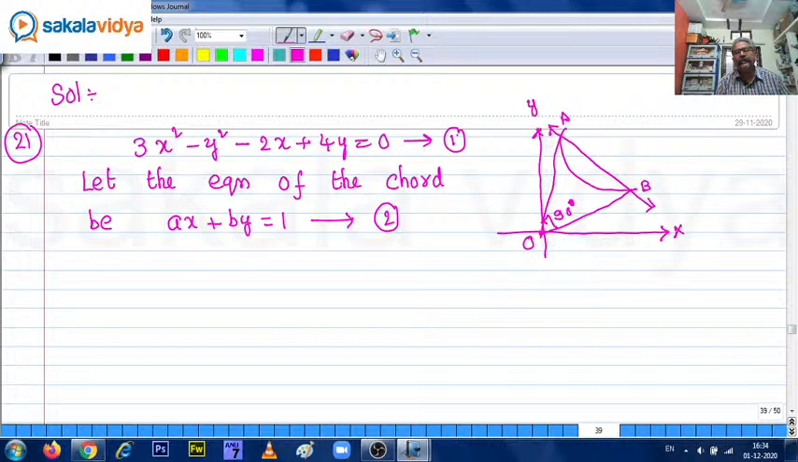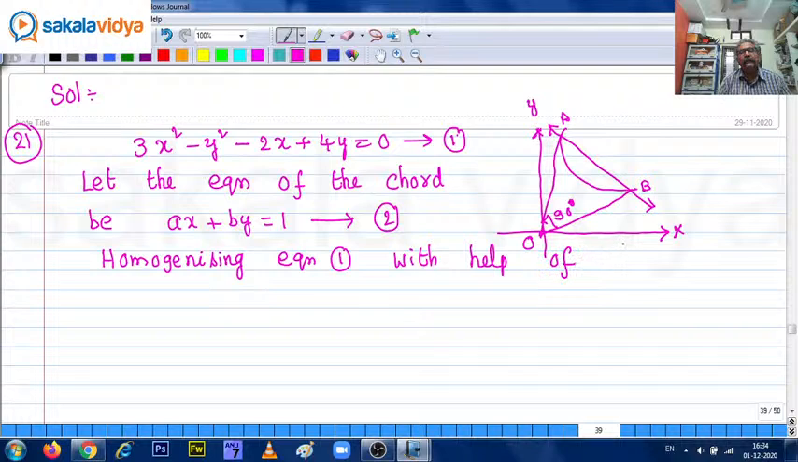A, B are joined to the origin. Now this OA OB represent a pair of straight lines. The angle between them is 90 degrees. Now we need to find the combined equation of OA OB. In order to find the combined equation of OA and OB, the curve should be homogenized with the help of the line. So that means homogenizing equation 1 with the help of equation 2 to get the combined equation of OA and OB.